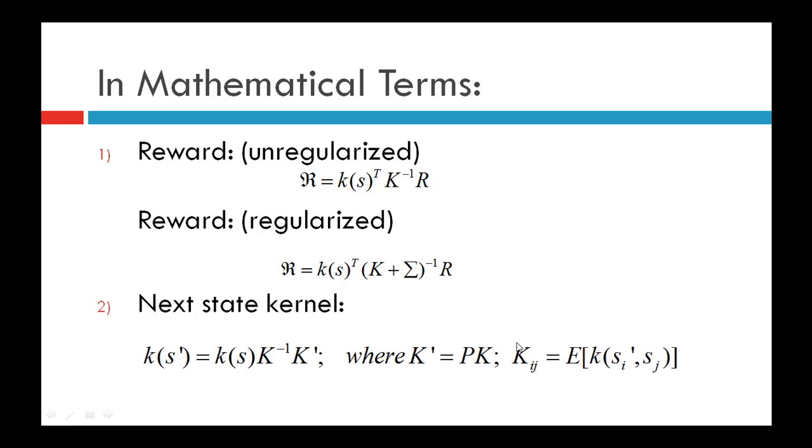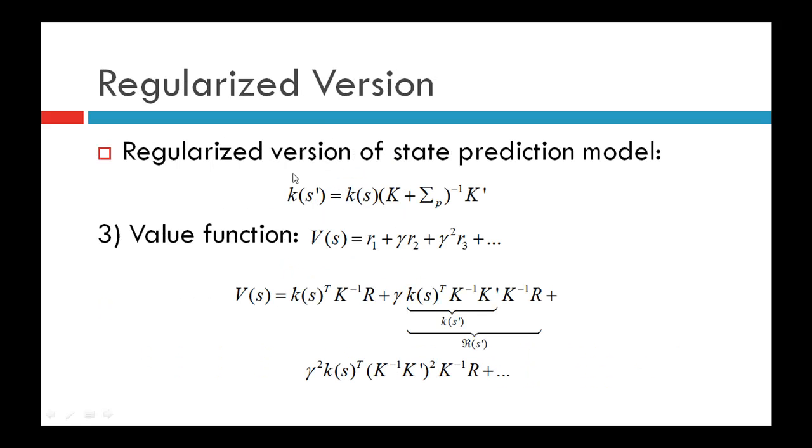So the i, j component of this matrix K prime is given by the expected value of k of Si prime, Sj. So using the regression model, k of S prime is given as ks times K inverse times K prime. And this is a regularized version of the state prediction model, where k of S prime is ks times (K plus sigma P) inverse times K prime.